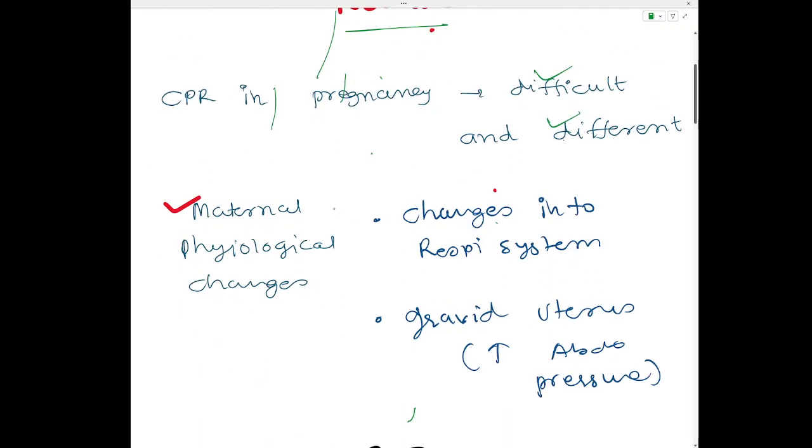Why? Because there are maternal changes to the respiratory system and the cardiovascular system. There is a big gravid uterus inside the abdomen which increases the intra-abdominal pressure. So all of these things are important to discuss here. This is a very basic, superficial video. I'll try to make a very detailed video later on.